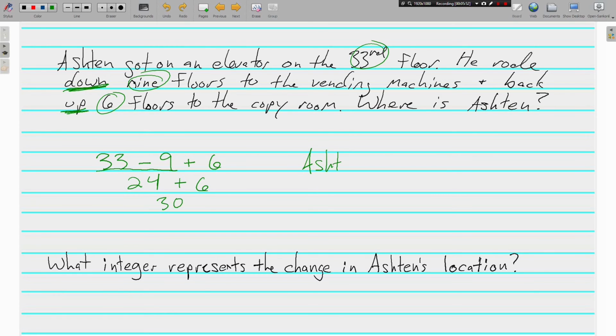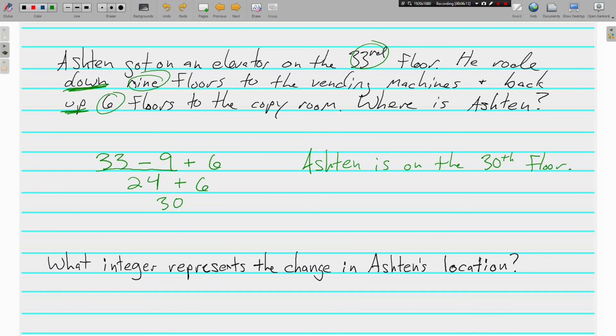Ashton is on the 30th floor. Answer what you're asked with a complete sentence. Ashton is on the 30th floor. And again, pay attention to what the question is.